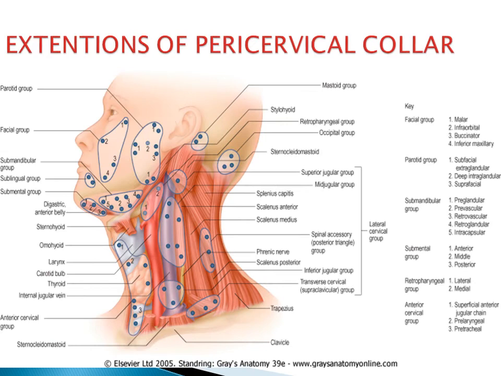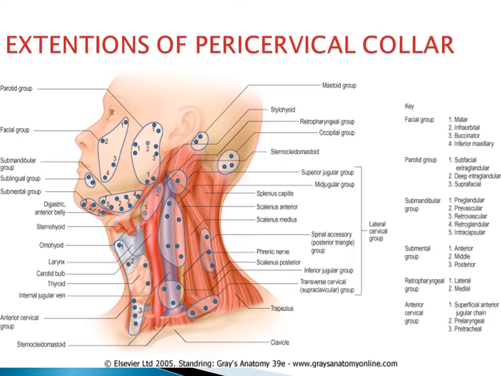Now there are some extensions of the pericervical collar, certain lymph nodes which are seen close to the lymph nodes forming the pericervical collar. That means these lymph nodes are not seen along with the lymph nodes which form the pericervical collar, like the submandibular, submental, parotid, etc. But they are seen close to these nodes. So these extensions are called offshoots of some of the nodes forming the pericervical collar. You will understand when I explain once more.